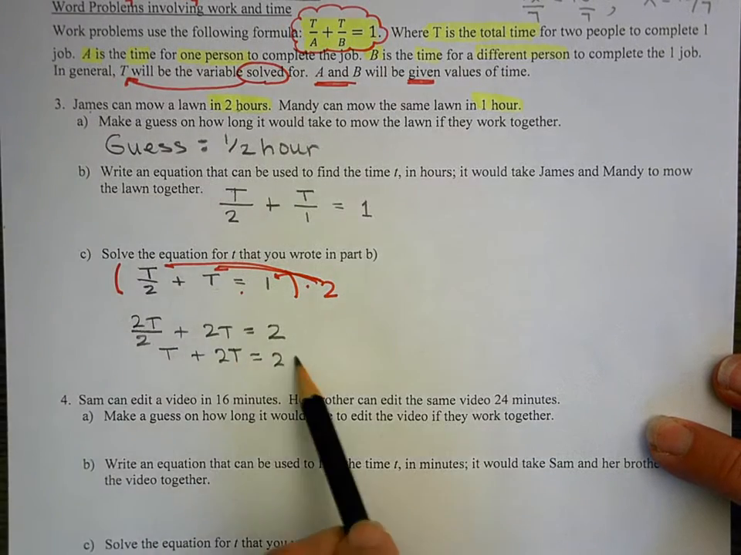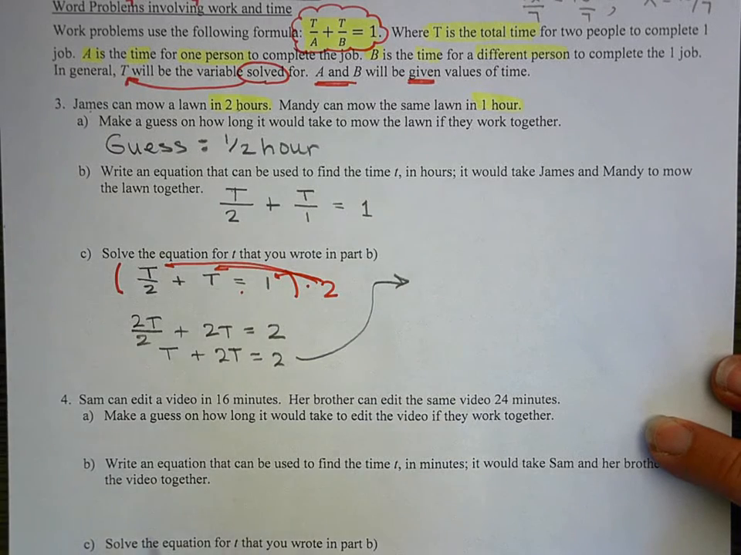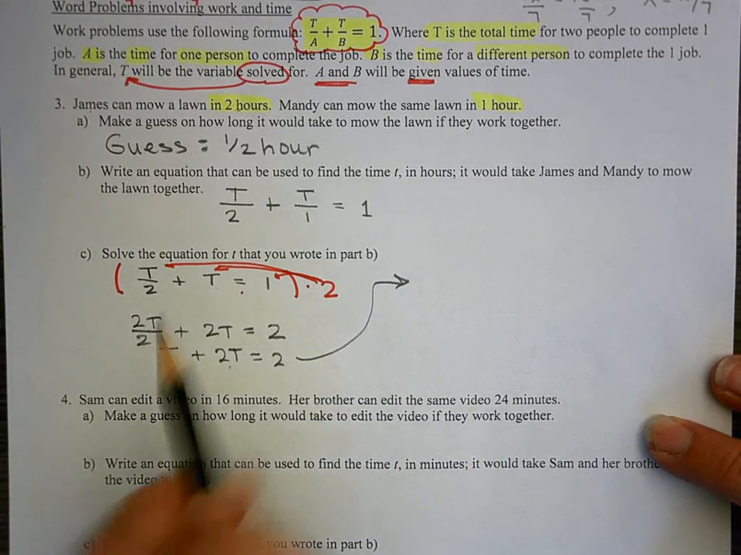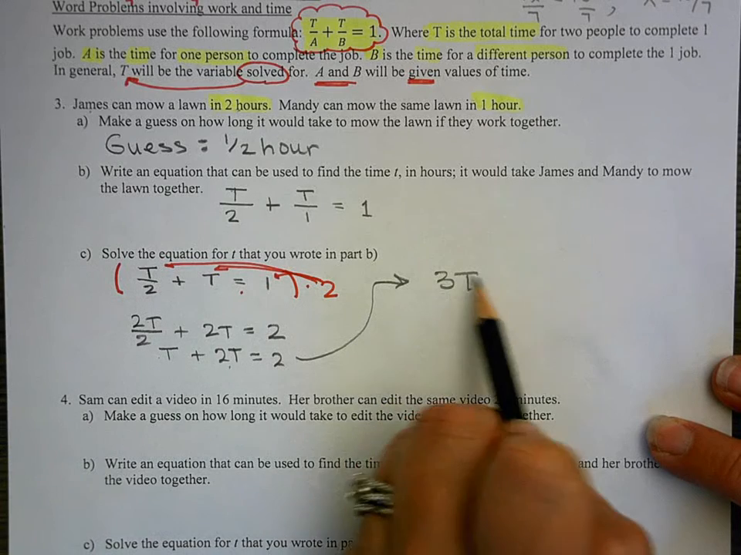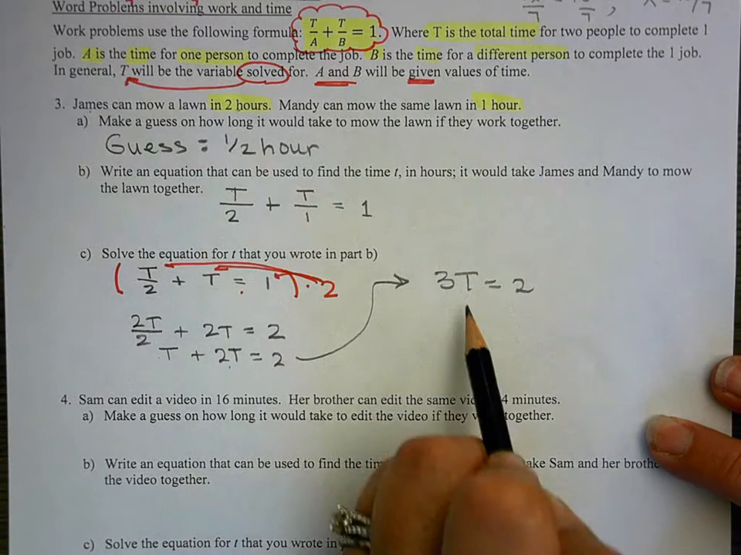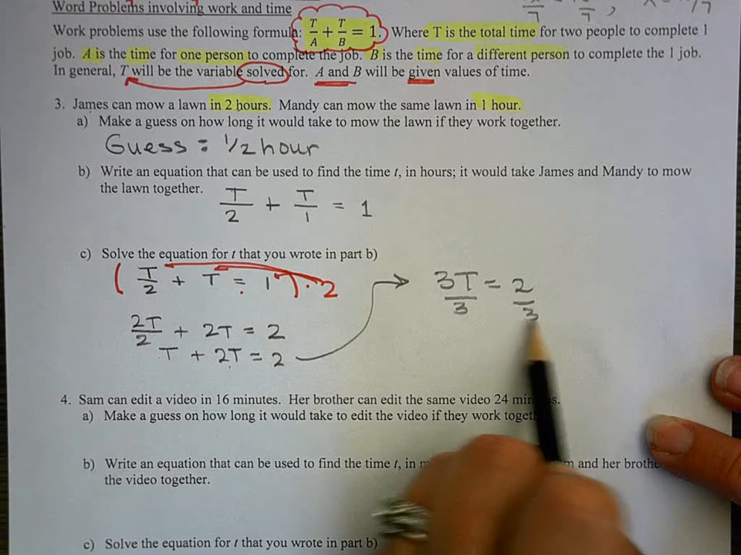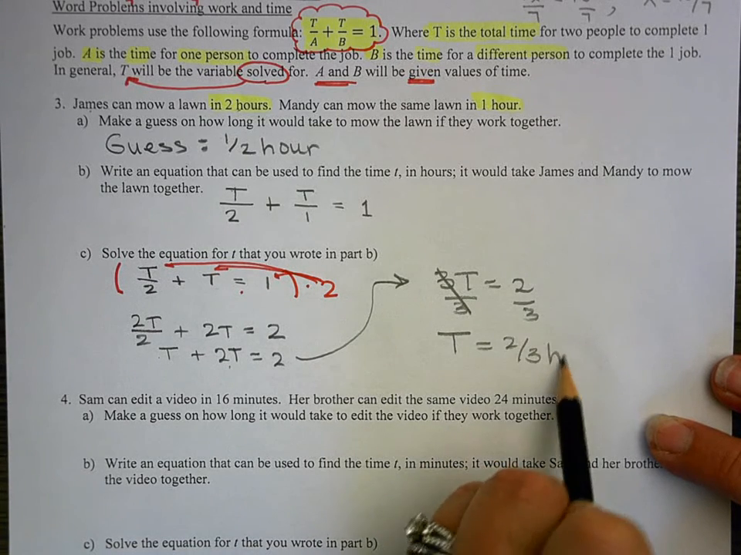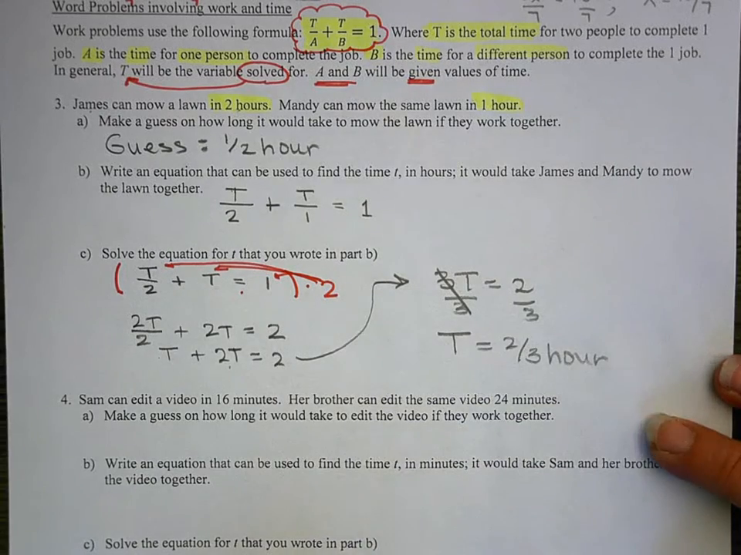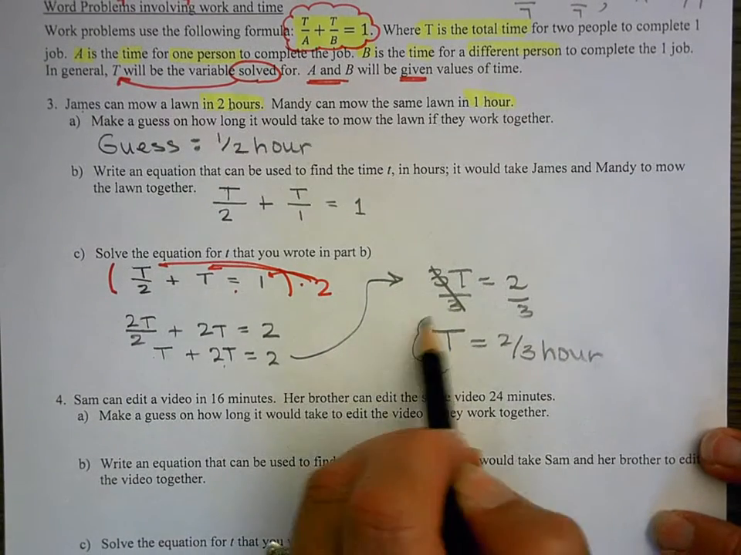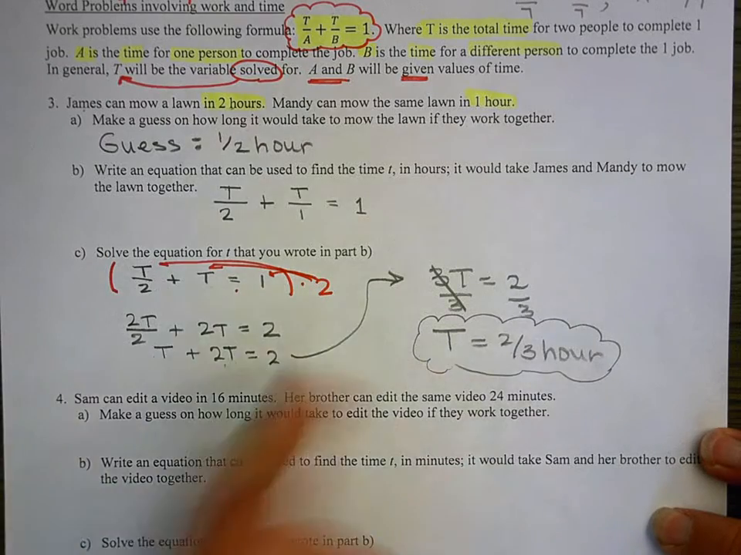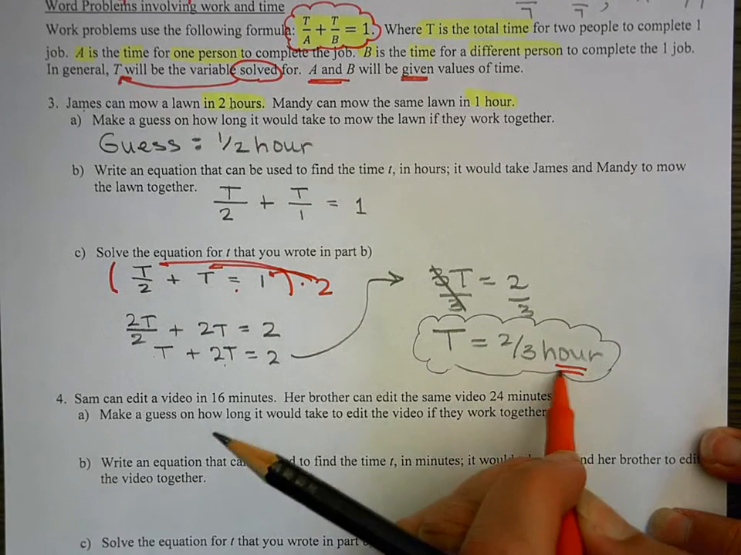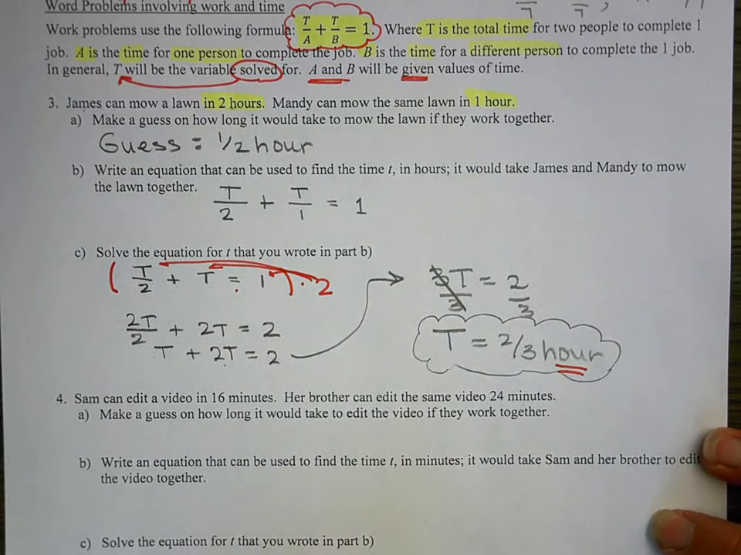And then combine like terms, so that would give me 1T plus 2T, which is 3T. And then finally divide by 3. So the total time it would take them is 2/3 of an hour, right? And make sure you get your units on there, right? So whenever we do word problems, it's important that you get those units on there. Okay, so 2/3 of an hour.